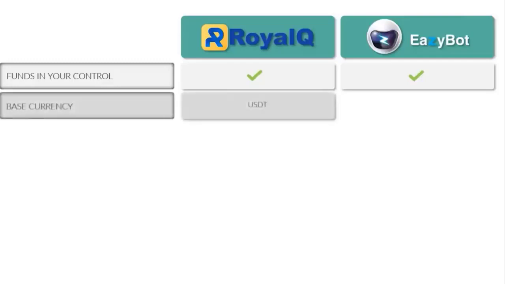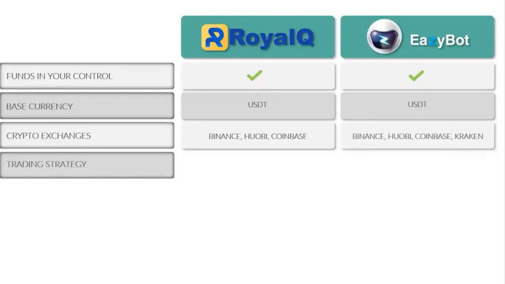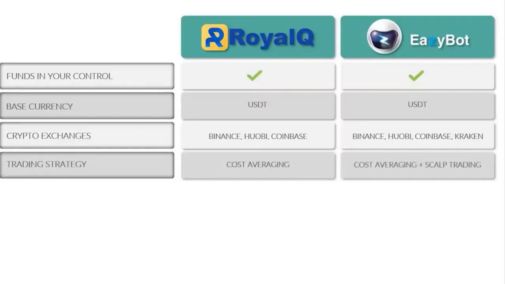Both Royalq and Easybot use the USDT stablecoin as the base currency. And for crypto exchanges, Royalq currently supports the 3 following crypto exchanges and Easybot currently supports 4, because not all exchanges support API connection. When it comes to the trading strategy, Royalq primarily uses cost averaging and Easybot uses a combination of cost averaging, scalp trading and a few other proprietary strategies which we will discuss here shortly.